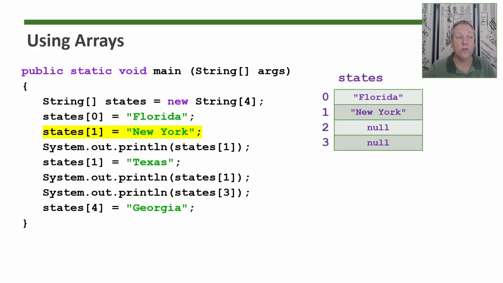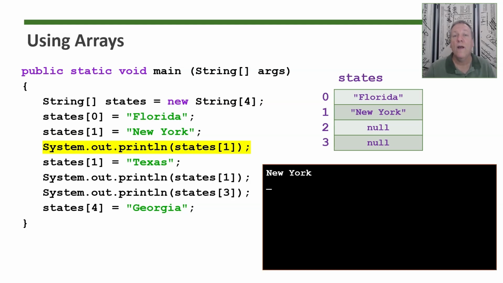Then I use states bracket 1 to assign the value of New York to position number 1 in my array. And then I say System.out.println states bracket 1. So just like we use the bracket and index to assign a value to an array, we can also use that bracket notation with an index number inside to access an element from an array. And in this case, I'm printing it out. So what happens when I'm running this code? New York gets printed out because I'm printing out the element that's contained in array index number 1, which we can see is New York.